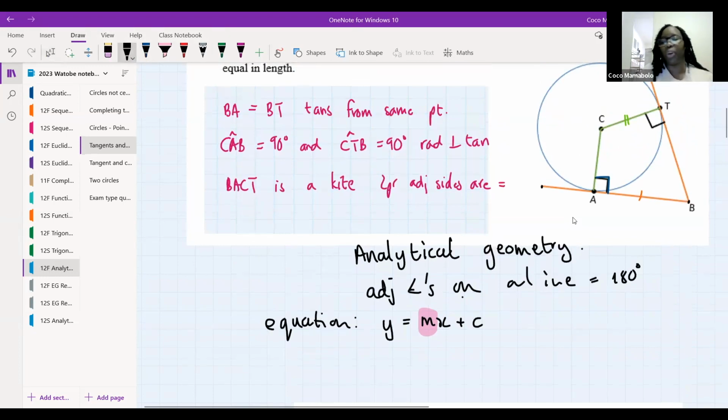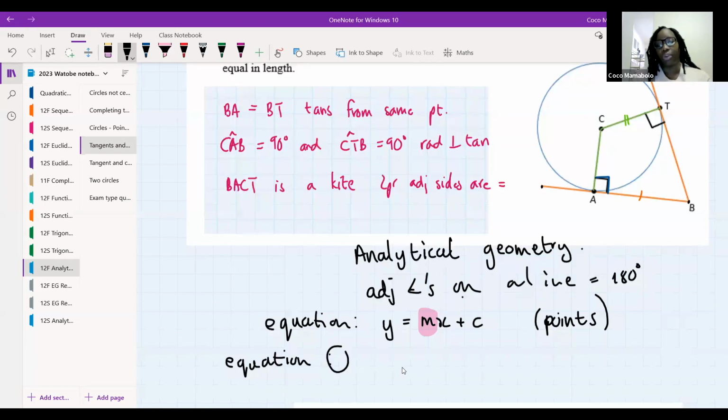We will have points somewhere on our Cartesian plane. Our circle and our line will be on the Cartesian plane. We will have a gradient, and we will have an intercept, because our straight line will definitely intercept the y-axis somewhere. Can anybody tell me anything about the equation of a circle though? Because this will also be on our Cartesian plane.